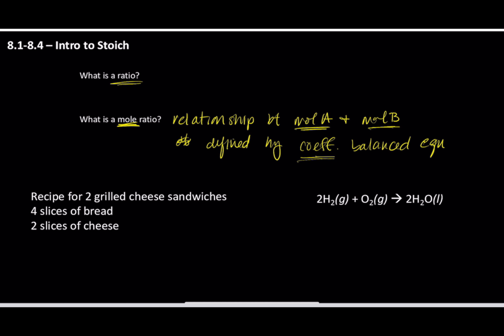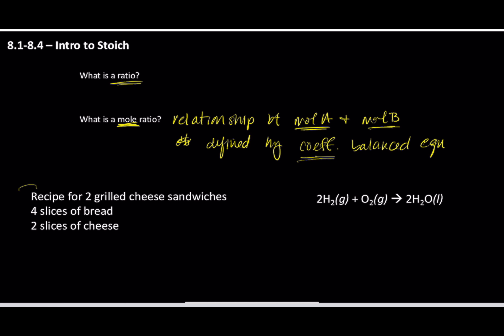Note that when we say that this is a relationship, what we mean is that it's not how much you have. How much you have is defined by the context set forth in the problem. The relationship is the only thing that you can glean from the coefficients of the balanced equation.